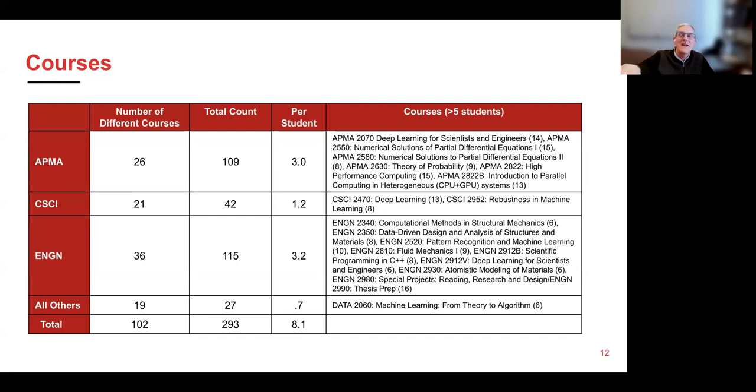On the right-hand side, I tried to show some of the types of courses you can take. You can see deep learning, artificial intelligence, machine learning. You can take those courses. We have them in applied math, CS, and engineering, all of the above. So you get a sense of the different types of courses that are available.